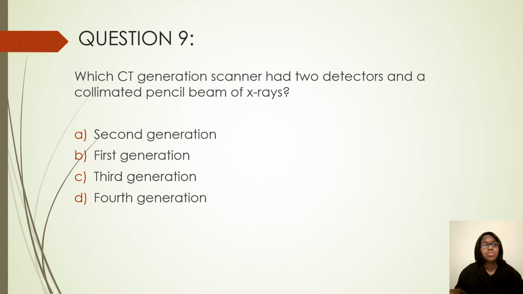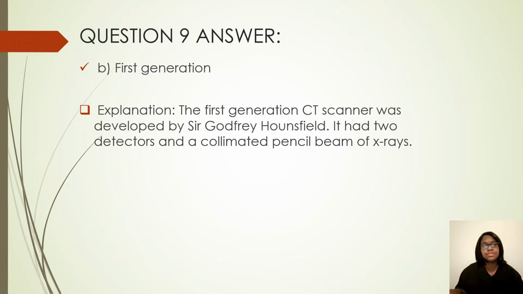Question 9. Which CT generation scanner had two detectors and a collimated pencil beam of X-rays? First generation. Keep in mind this scanner was developed by Sir Godfrey Hounsfield, and it does have two detectors and a collimated pencil beam of X-rays. Just make sure that you know all of your generations.